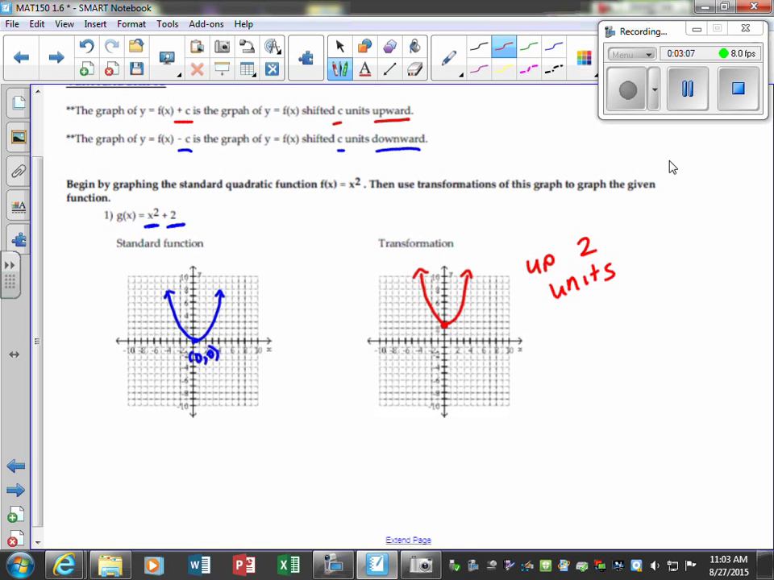Now, in your homework or later, if you were to give exact values of these, we could make XY tables and plug these values in to get the exact coordinates. Right now, for the sake of just understanding transformations, we're going to do rough sketches. But if you need exact coordinates, just make an XY table, plug in points like we did previously.